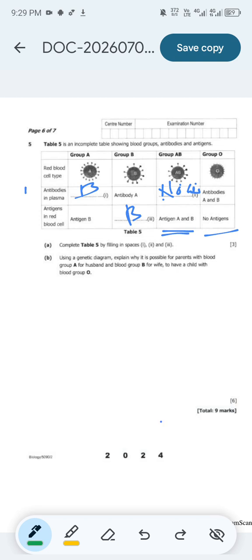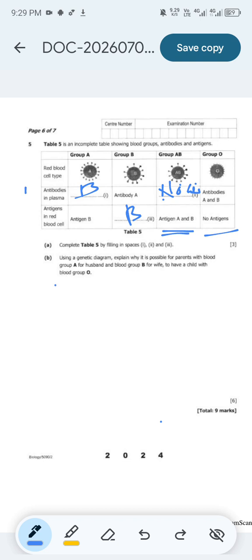What is question B requiring of us? Using a genetic diagram, explain why it is possible for parents with blood group A for the husband and blood group B for the wife to have a child with blood group O. So this is simple. First of all, you need to understand the alleles that are involved in the blood groups. Let me write it well.